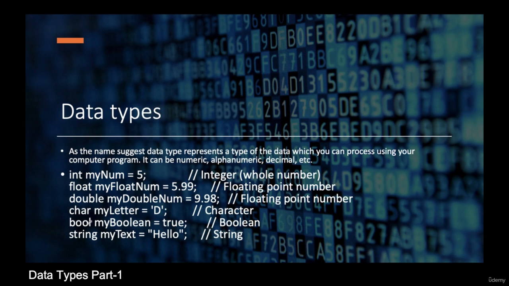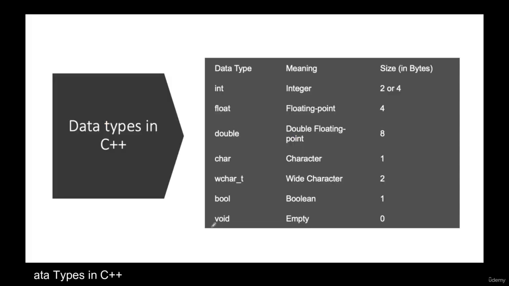Then we have the bool data type, which we use for storing true or false values. If something is true, we can assign that variable true, and that kind of variable should have the bool data type. Then we have string. It's a new data type which was added in C++. It was not in the C programming language. String data types can store a lot of characters together, but the char data type can only store one character at a time. So these are the popular data types in C++.